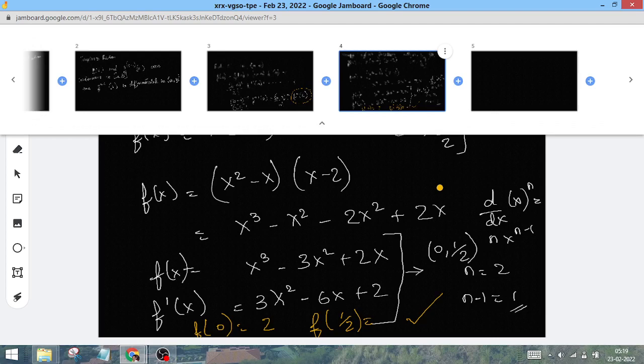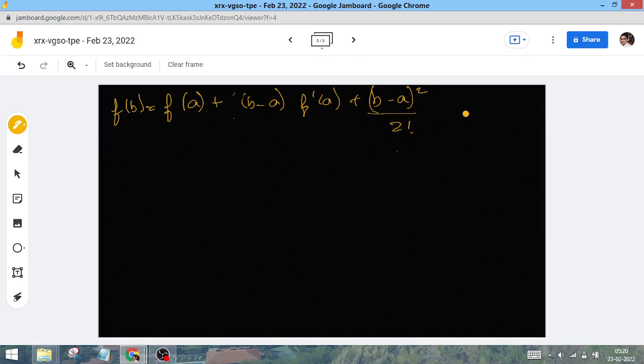3 into 1 by 2, the whole square, is 3 by 4, 3 by 4 minus 6 into 1 by 2 plus 2. So we get the answer as minus 1 by 4. So this particular value also exists. So the requirements of Taylor's theorem are satisfied, and now we can use the particular equation.